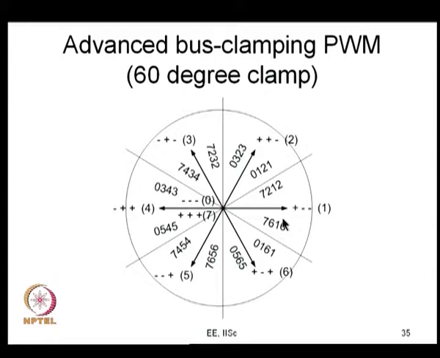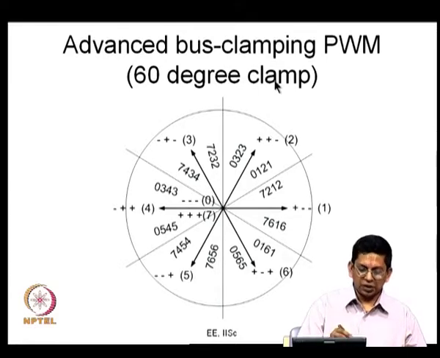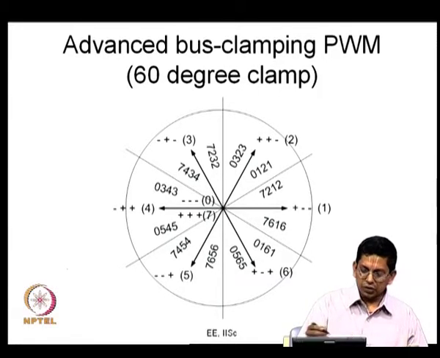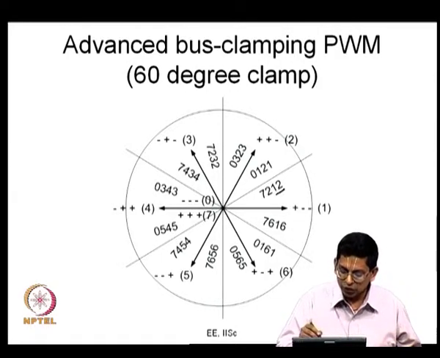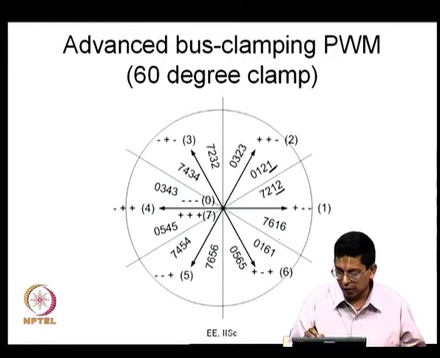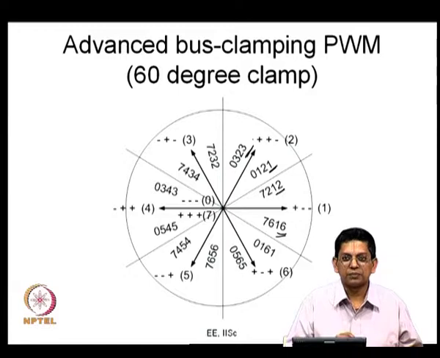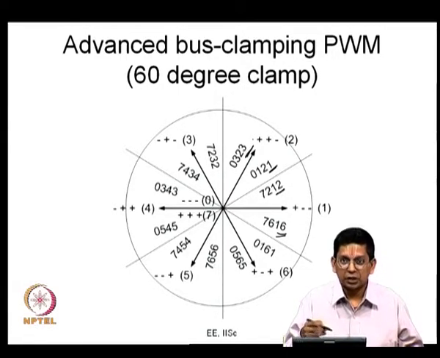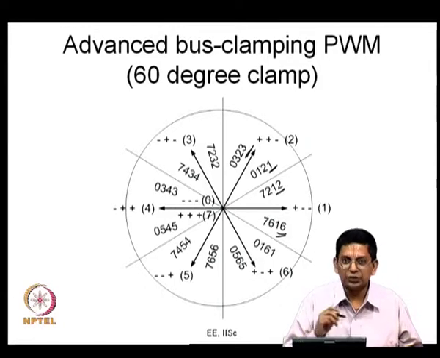If you can see, this is very similar to our 60-degree clamp. This is the 60-degree clamp I have just changed. What is the change I have done here? Very easy to see. You see I have set 7212 here instead of 721. Instead of 012 I have set 0121. I have just changed the switching sequence. Nothing more I have done. That is the reason I was emphasizing bus clamping PWM so far, because it is very important for us to go to this advanced bus clamping PWM. Sequence 721 and 012 I have replaced by 7212 and 0121 as shown here.